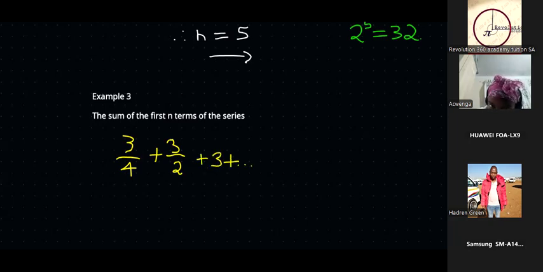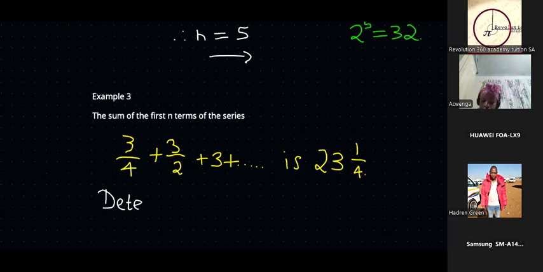and it's 23 and 1/4. The question says determine n. Someone once asked me this question, and it's a typical exam question, so you'll get it in an exam. They're saying the sum of the first n, where n represents the number of terms of the series, because it's given with plus signs like that.